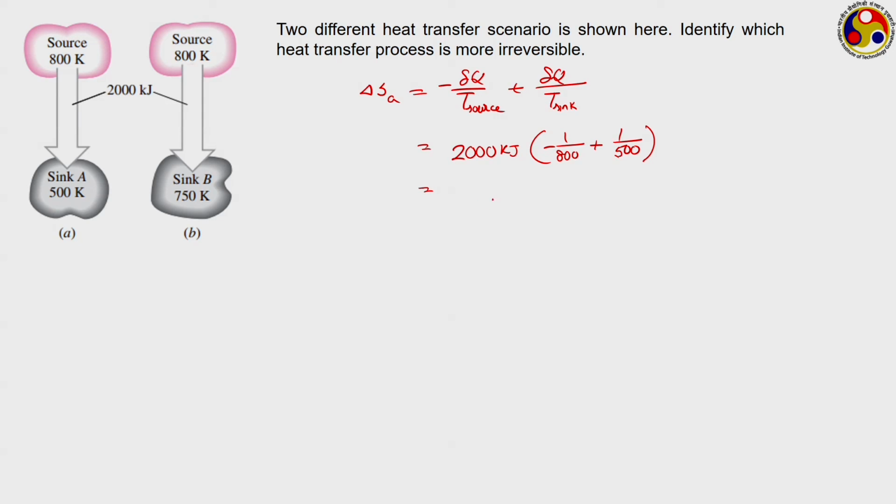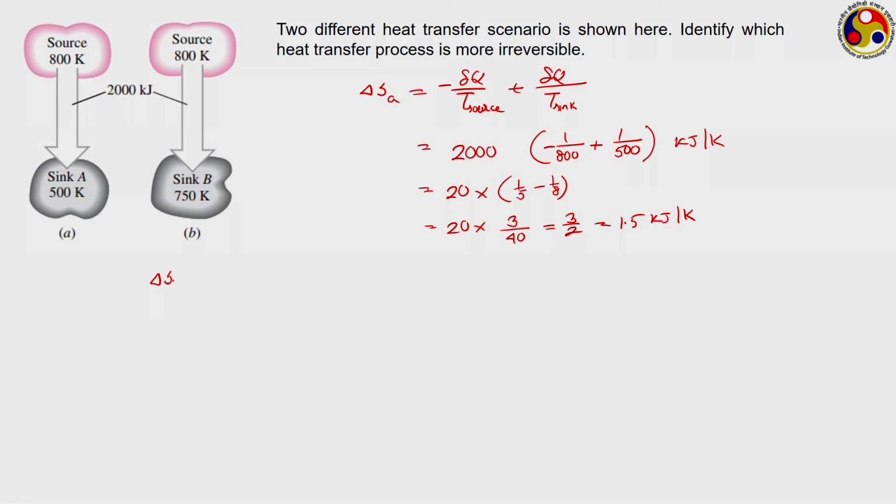I have not calculated the numbers, but you can try to simplify this if I neglect the zeros. So, I have 20, actually I should not have written kilojoule here, I should put the unit at the end, which is kilojoule per Kelvin. So, it is 20 into 1 by 5 minus 1 by 8, that is 20 into 3 by 40, that is 3 by 2. So, 1.5 kilojoule per Kelvin.